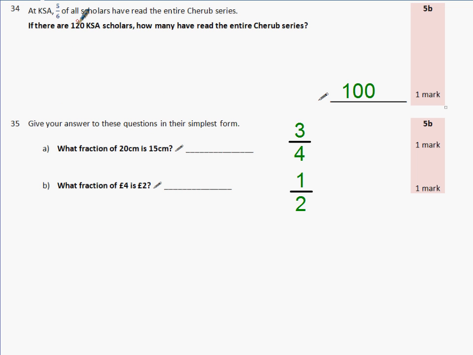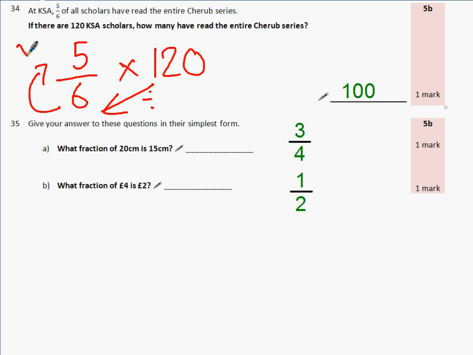At KSA, 5/6 of all scholars have read the entire Cherub series. If there are 120 KSA scholars, how many have read the entire Cherub series? So we're looking to find 5/6 of 120. Divide by the bottom, times by the top, if you can. Otherwise, times by the top and then divide by the bottom. And when you do that, you get 100.